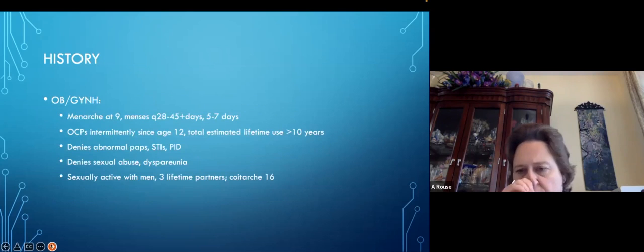Her OBGYN history: she started cycles young. They are a bit irregular. She'll have them every month to 2 months plus, and they usually last 5 to 7 days. She has used pills in the past intermittently for a total of at least 10 years lifetime, mostly for cycle control, but for periods of time for contraception. She's never had any abnormal PAPs or infections. She denies any history of dyspareunia or abuse. She's been sexually active with men only, 3 lifetime partners, starting at age 16.